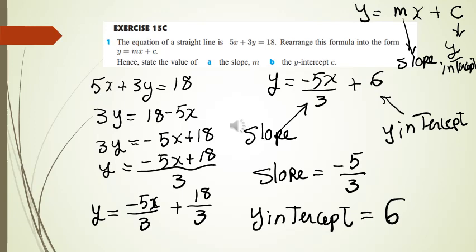Okay, so rearranging this first, we need to get the 3y. The 3y is equal to 18 minus 5x. Why minus 5x? Because the 5x has a positive sign, it needs to get to the other side of the equation with the inverse sign. So the 3y is equal to 18 minus 5x.